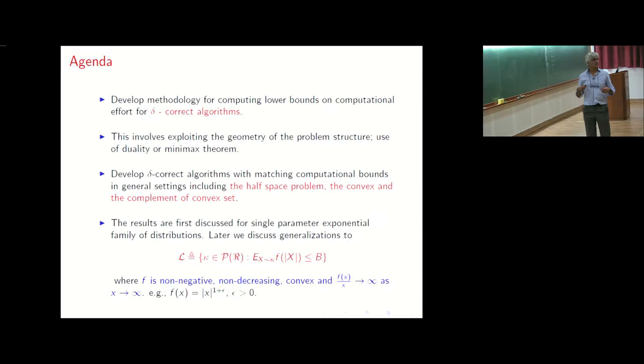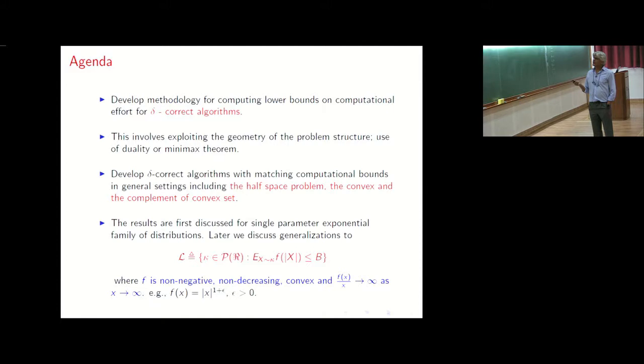Okay, so our agenda for today is that we'll develop a methodology for computing lower bounds on computational effort for delta-correct algorithms. This involves exploiting the geometry of the problem structure. This can be done using duality or the minimax theorem in some settings, so I'll talk about that. And then we'll develop delta-correct algorithms with matching computational bounds. This is the kind of stuff that was already discussed by Karthik, working with Rajesh.